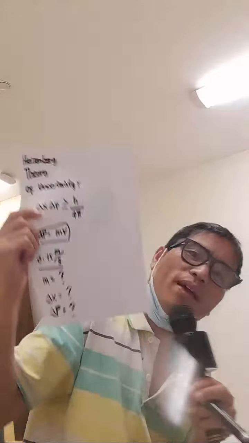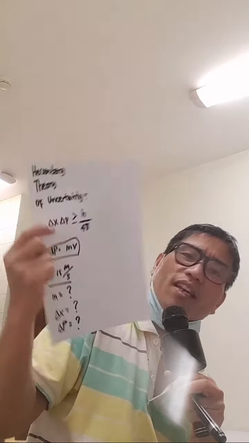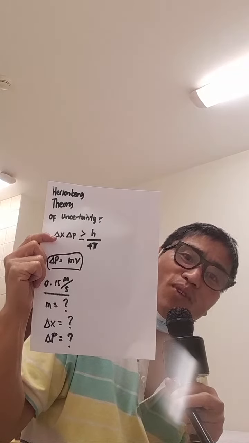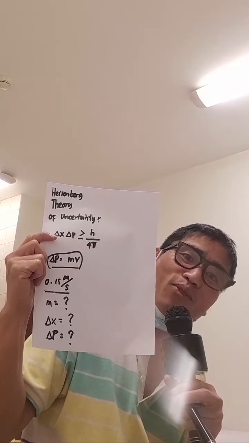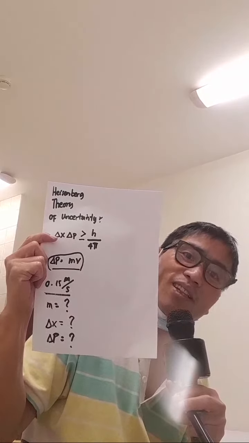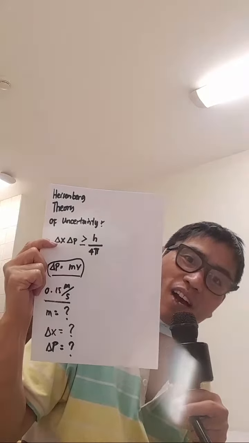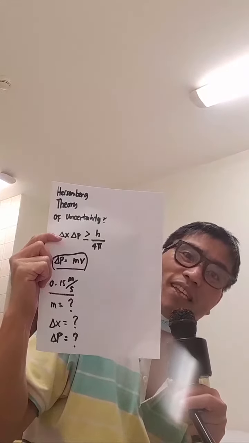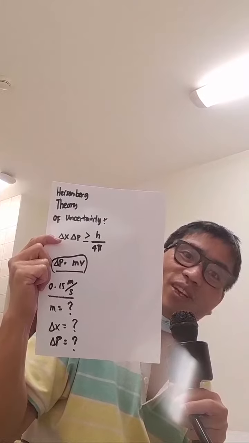Momentum is mass times velocity. We are given the velocity, and we don't have the momentum, the mass, or the position. Three quantities to be solved. It looks difficult because in algebra we need three equations if there are three quantities missing. But it's not like that, because we have constants.